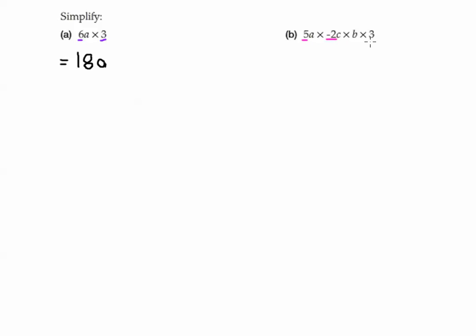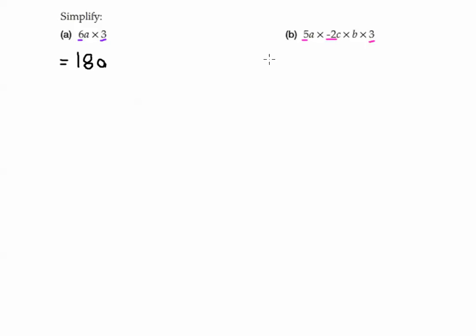times 3. Now the thing with b is that b is a representation of 1. There's one b here, but we don't write 1 because we know that it's just a b. So when we multiply with the number 1, it doesn't change the equation at all, so we don't actually need to include it on this one.